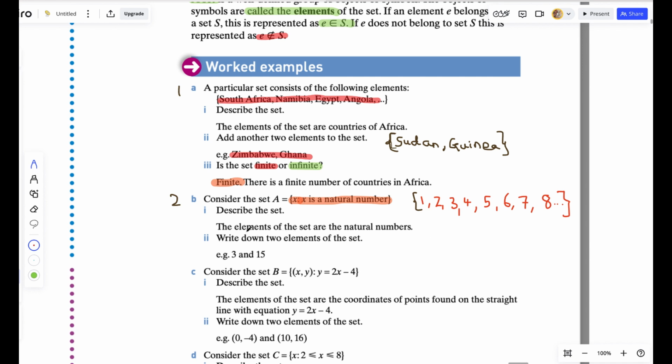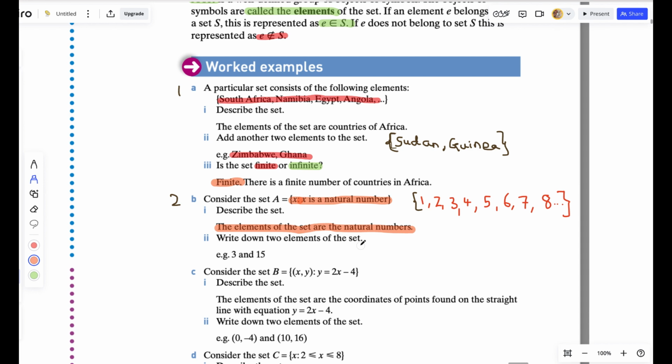It's infinite. Now let's describe the set. It says, describe the set. You can say the solution is a set of natural counting numbers. You can say they are elements of the set of natural numbers. So if they say describe the set, you say set A is natural counting numbers. That's it.